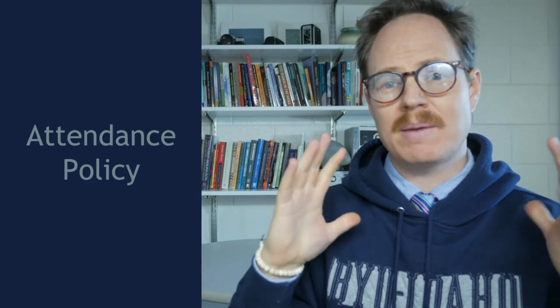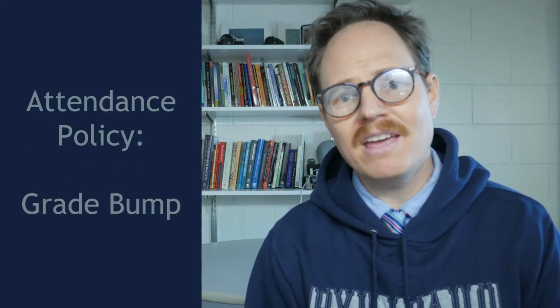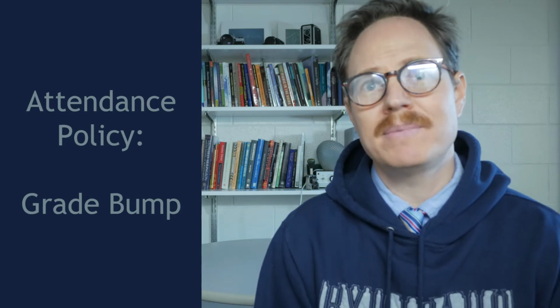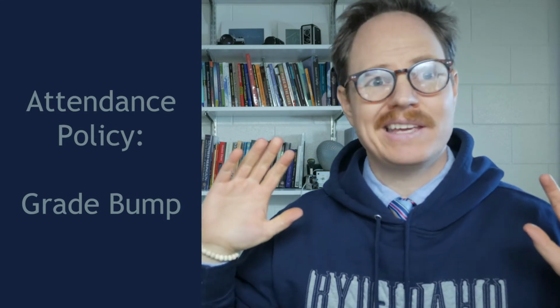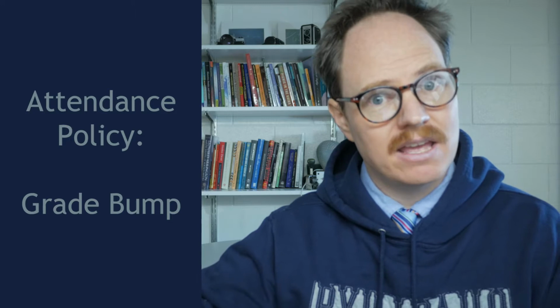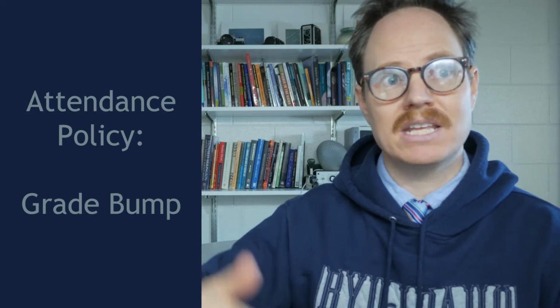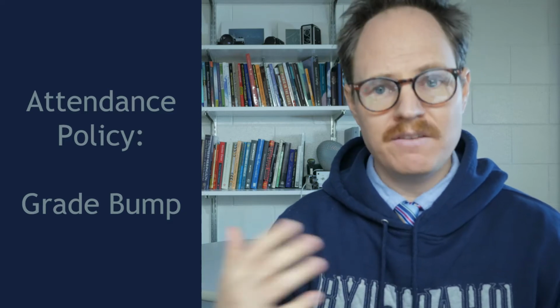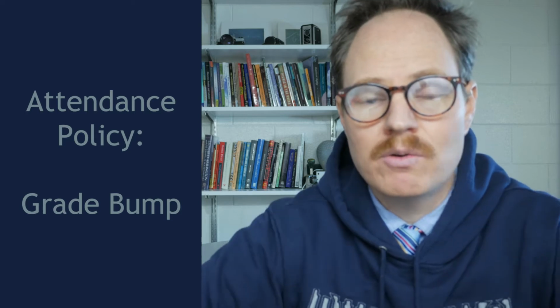The main thing, my attendance policy, is what I call a grade bump. So if you have 5 absences or fewer throughout the semester, you qualify for what's called a grade bump. That means if your grade is something like 88.5, normally you'd get a B, but if you have 5 absences or fewer, then you get the A in the class, right? So your grade gets bumped up to the next level of whatever it is.